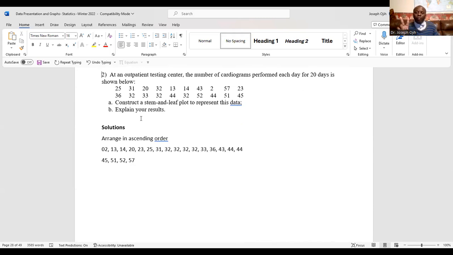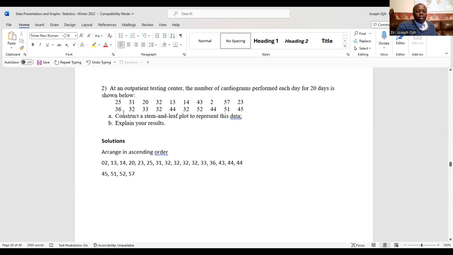So if there are 2 digits, the second number is the leaf and the first one is the stem. If there are 3 of them, the third number is the leaf and the first 2 are the stem. If there are 4 of them, the fourth number is the leaf and the first 3 are the stem.